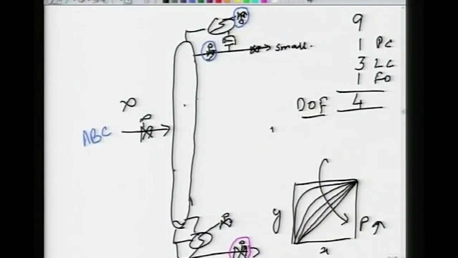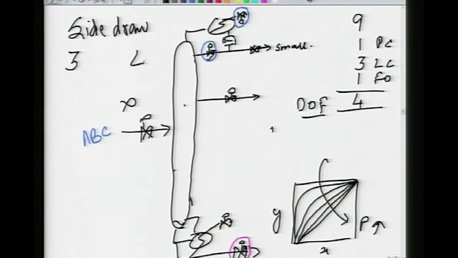Well, if I don't have the side rectifier, if I don't have the side stripper, then what is the degrees of freedom? Well, you got to control one pressure. You got to control 2 levels, right. So, degrees of freedom, what does it become? It becomes actually 3. So, for a side draw column, whether you are taking a liquid side draw of the rectifying section or a vapor side draw of the stripping section, degrees of freedom is 3. For a side rectifier or a side stripper, degrees of freedom is 4. That additional degree of freedom comes from the fact that you can adjust the reflux or the reboil in the side rectifier or stripper.